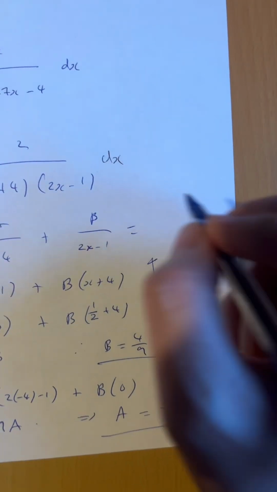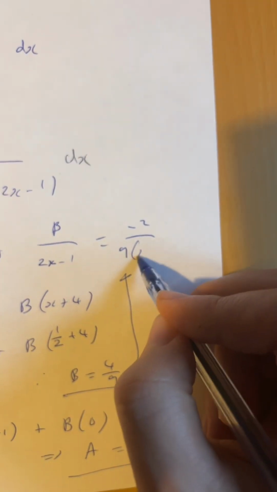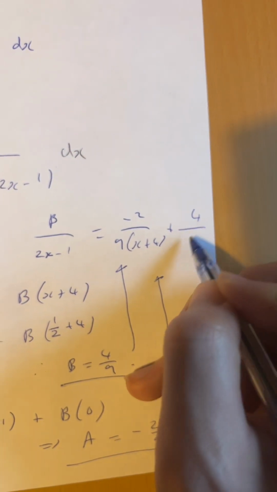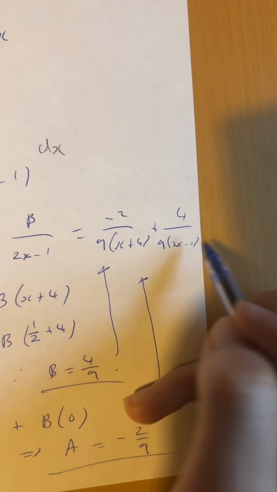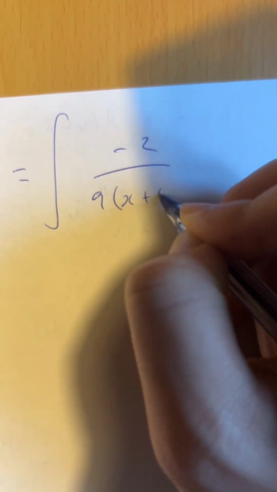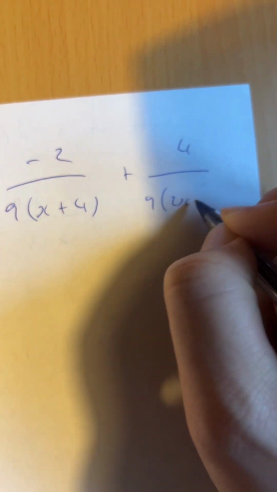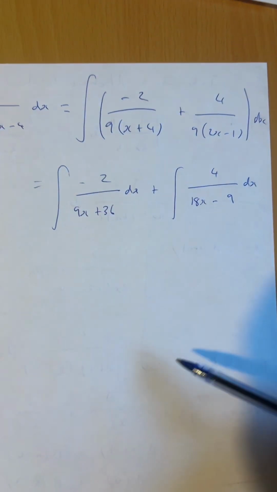So now we can plug these two values back into the partial fractions. So we've got minus 2 over 9 times x plus 4, and then plus 4 over 9 times 2x minus 1. So now we have that this integral is equal to minus 2 over 9 times x plus 4, and then plus 4 over 9 times 2x minus 1, all with respect to x. Just going to expand the brackets as I've done here.